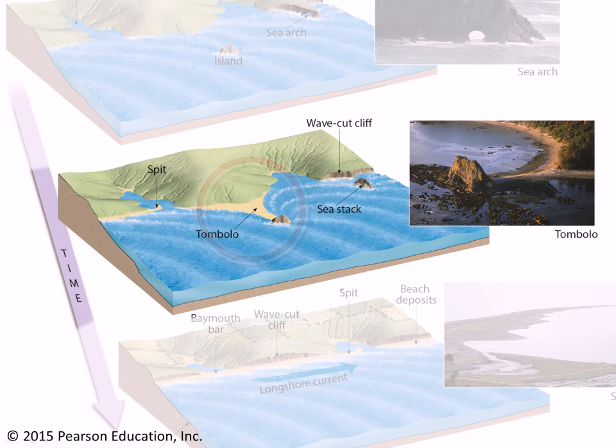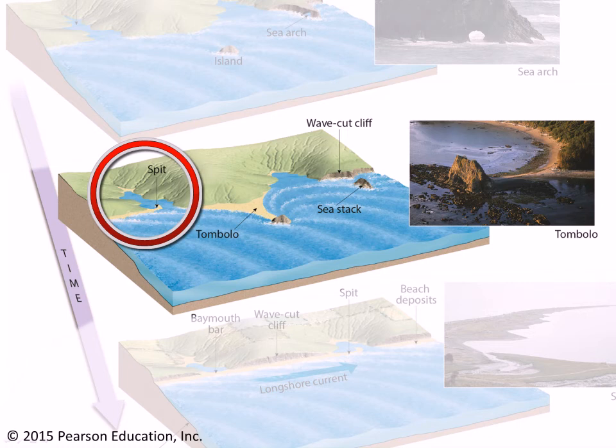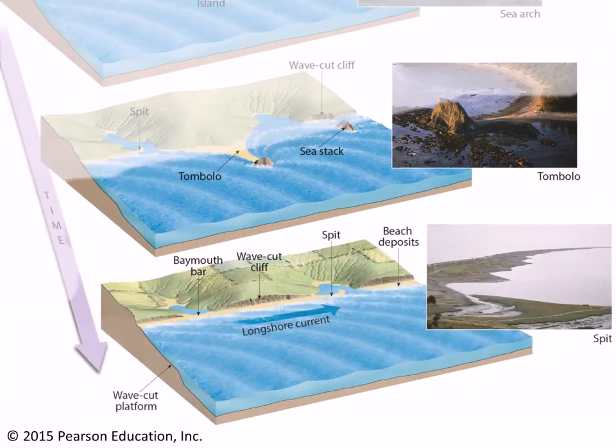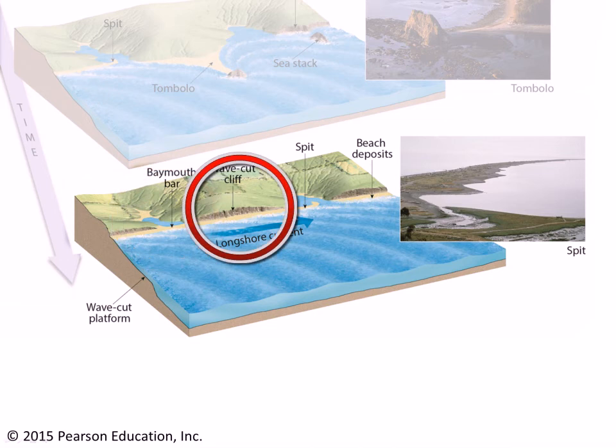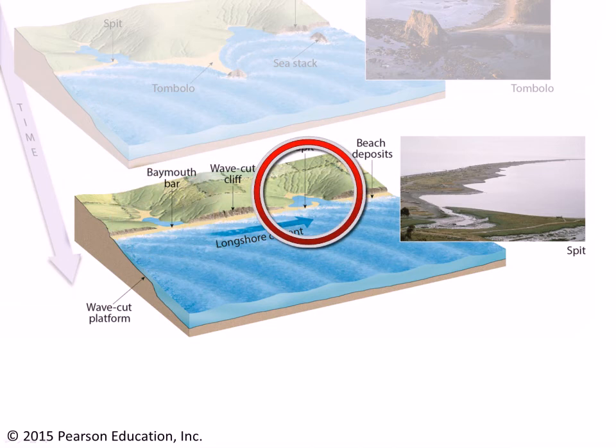That's called a tombolo. Longshore current is building out a spit over on the left. That spit may seal that bay off entirely from the ocean. That makes a bay mouth bar. You can see we've got a new wave-cut cliff developed here, and the spit is developing further along the coast.